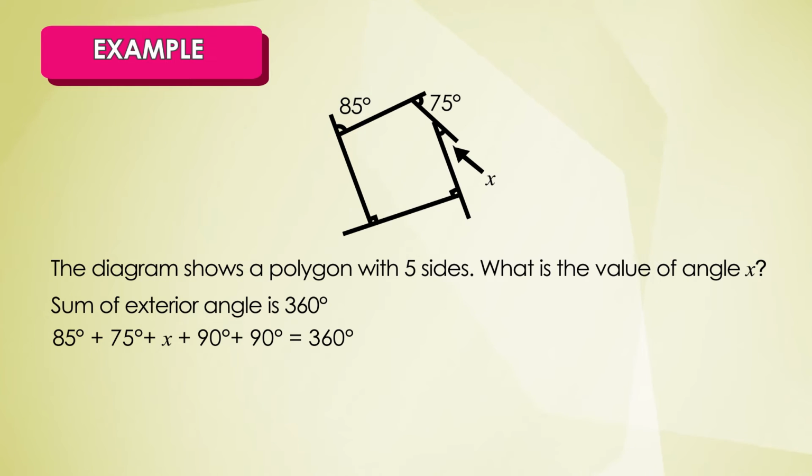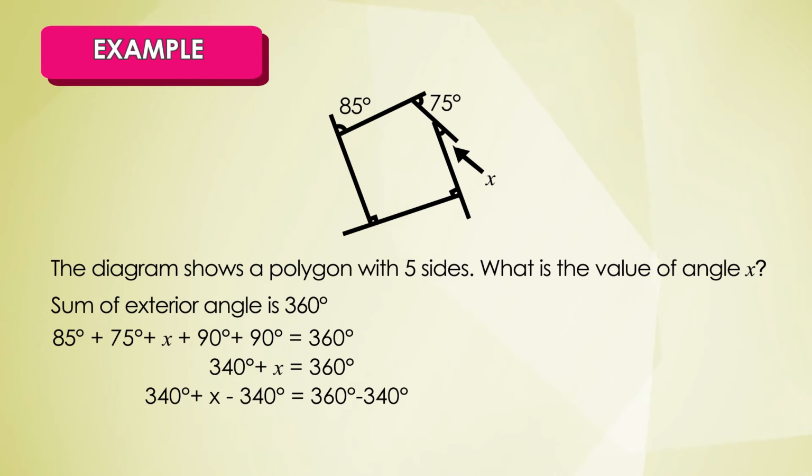85 degrees plus 75 degrees plus x plus 90 degrees plus 90 degrees equals 360 degrees. 340 degrees plus x equals 360 degrees. 340 degrees plus x minus 340 degrees equals 360 degrees minus 340 degrees. x equals 20 degrees. Good job, girls and boys. Excellent work so far, girls and boys.